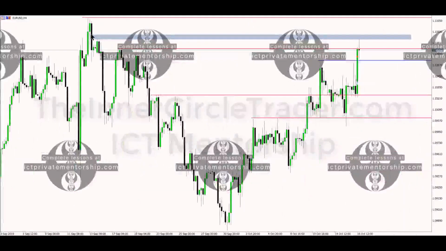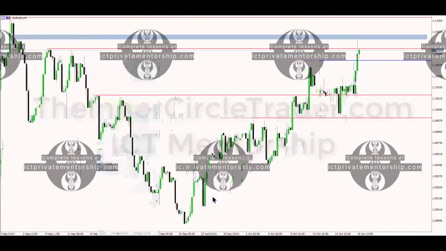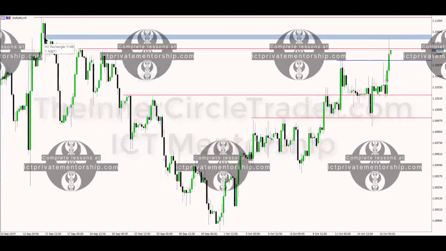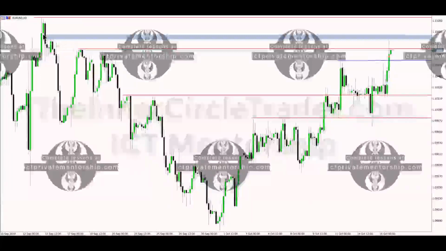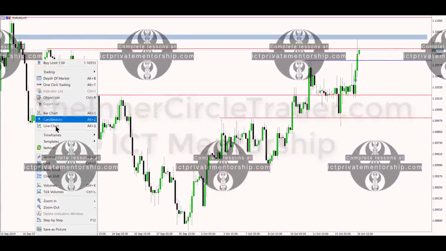Okay, there's our imbalance in here. And this wick, watch what happens when we go back down in the lower time frames. Go to a 3-hour. See that? Just the wick and this here. So we have this candle. Now watch when I drop down into a 2-hour.